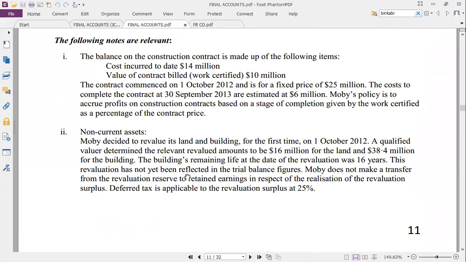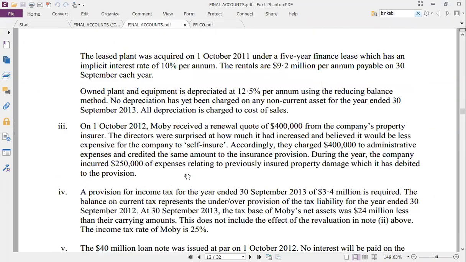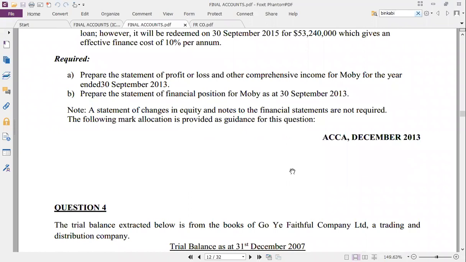So this one I'm just scanning through. I might not be able to solve it fully, but I'll explain how it might be treated. Note one says the balance on the construction contract is made up of the following: cost incurred to date 14 million, value of contract billed, that is work certified, 10 million. The contract commenced on October 1st, 2012. What's the year in question? 30th September. So the financial year probably starts from 1st October, right? 2012. Fine. That's good news.